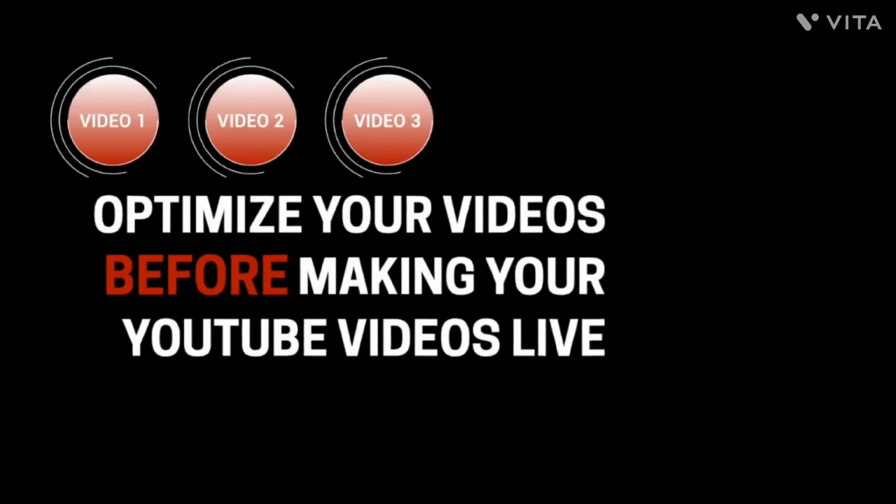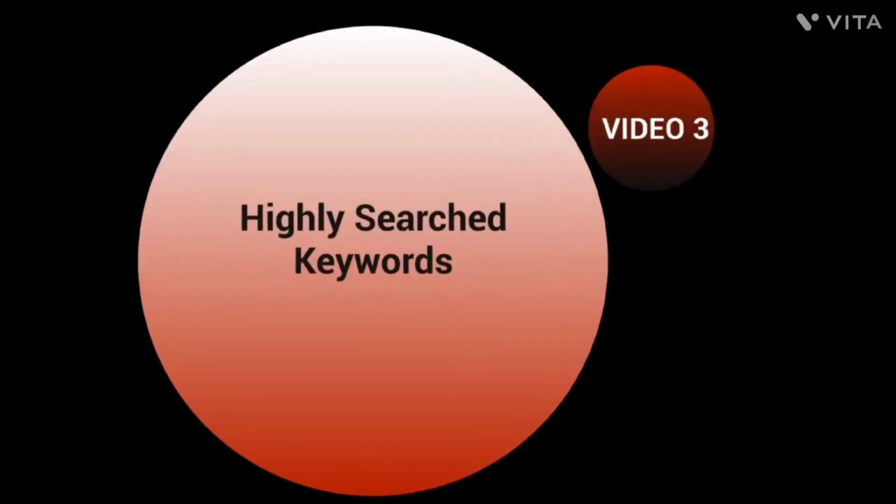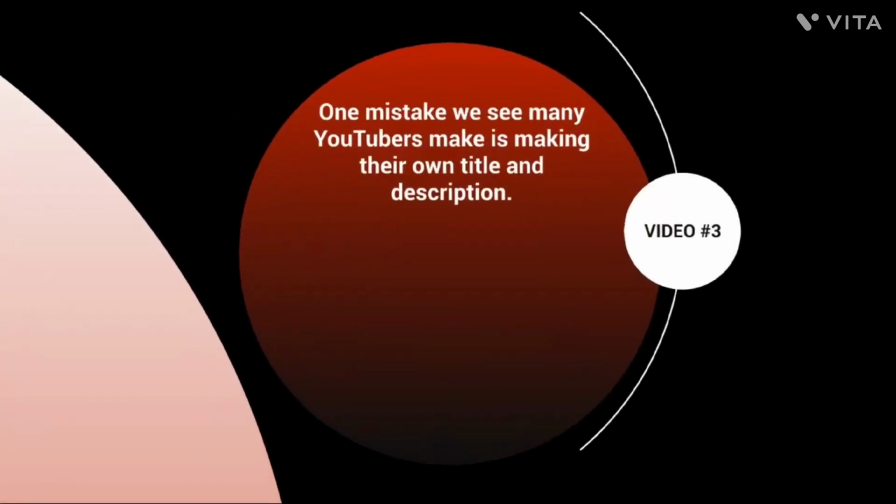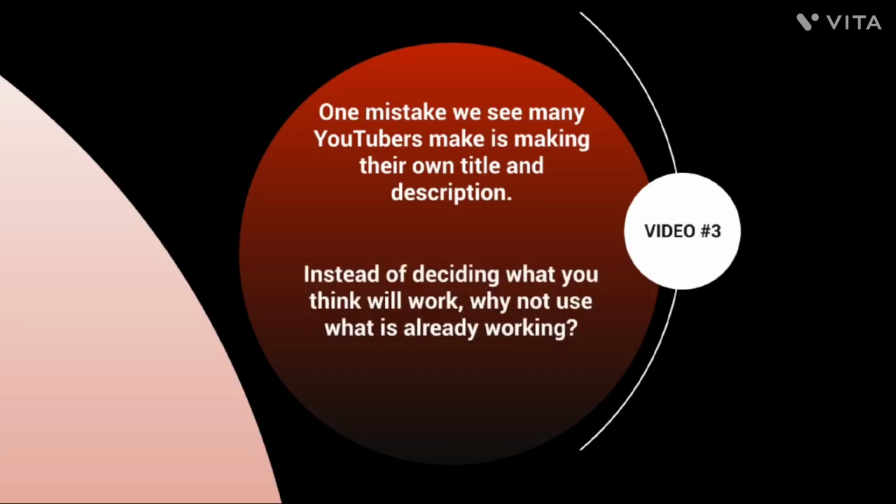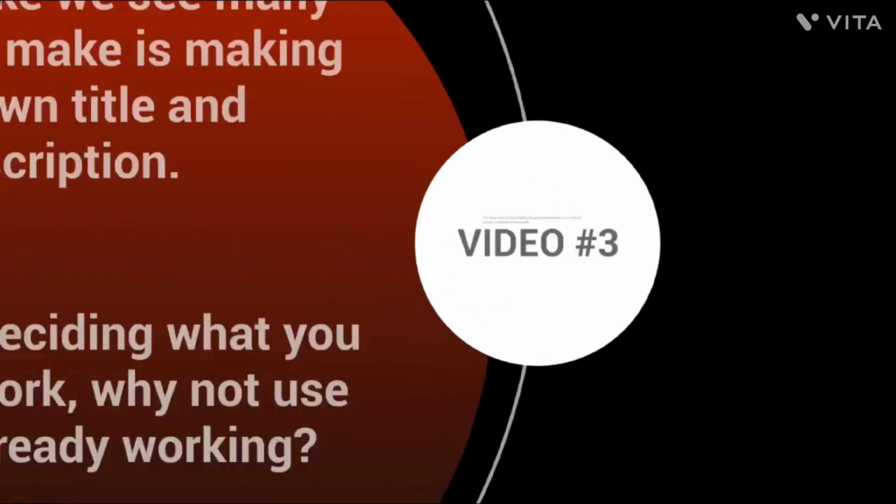Hello and welcome to video number 3. Let's talk about highly searched keyword terms and how you can figure out what your main keyword is going to be, what your sub keywords are going to be. One mistake that many YouTubers make is simply making their own title and description. I mean, it's natural, right? But instead of deciding what you think will work, why not use what is already working and do some simple keyword research that's not going to take a lot of time, and this way you'll have the right information that will help you rank on the right keywords.